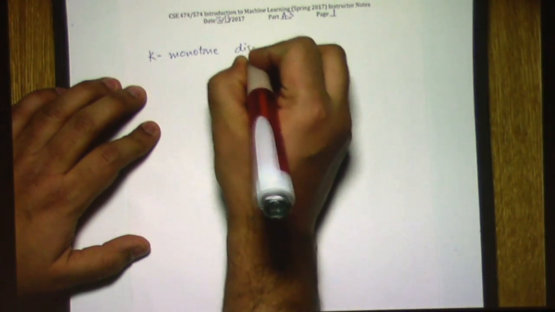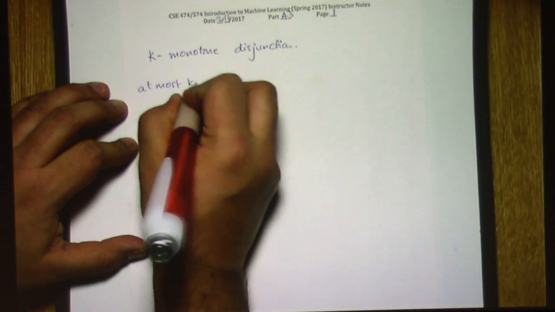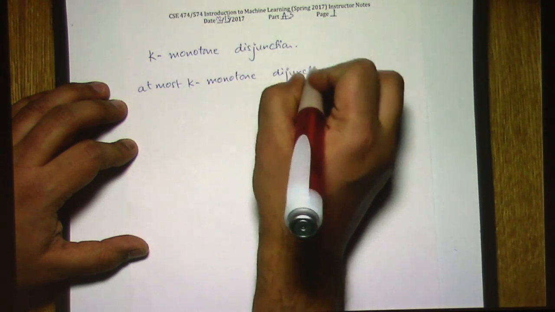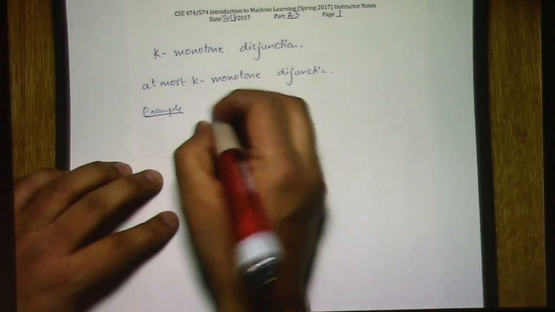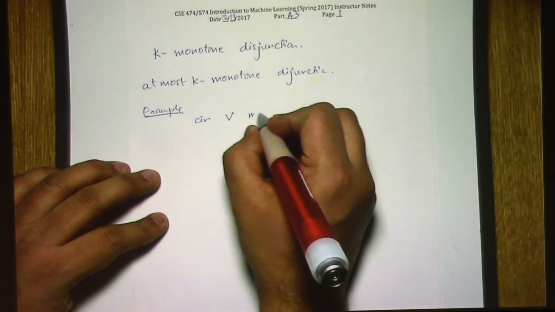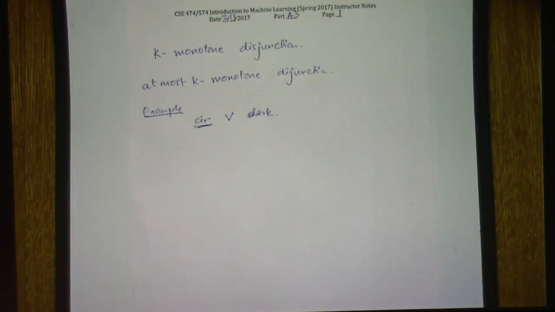So what is a k monotone disjunction? That's what we are going to define today, and then we'll define what an at most k monotone disjunction is. A k monotone disjunction is a concept that can be expressed as a logical OR of some of the attributes. For example, if you recall the example of the skew, one possible concept could be circular or dark. Any tumor that is circular or any tumor that is dark is a disjunction. That could be a concept.